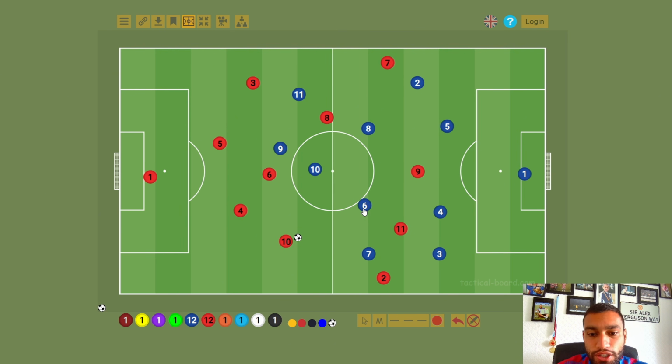And now, if they draw the number 6 towards them, they have the ability to potentially find the number 9 who can set the 8, who can support underneath, or the 10 can just drive with the ball.